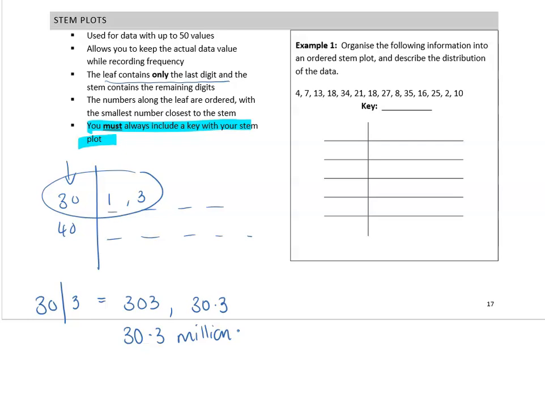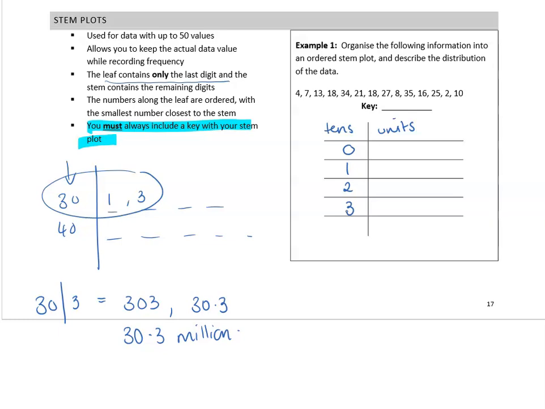So if we look at the example we've got here, we're asked to organise this set of data into our stem and leaf plot. Now we want to look at our values. So our range, we're going from 2 up to, I think our largest there is 35. So we are going to have our tens and then our units. So our tens in our stem, you don't have to write that, but you can. So we've got 0, 1, 2, and 3, and that's as far as we need to go.